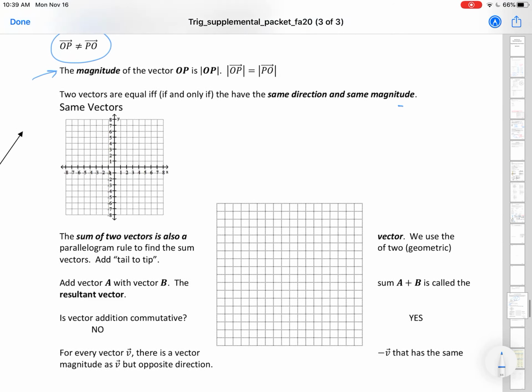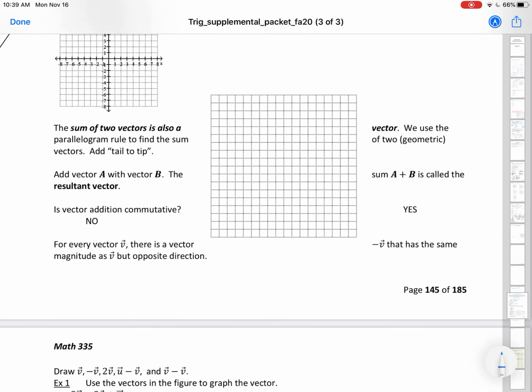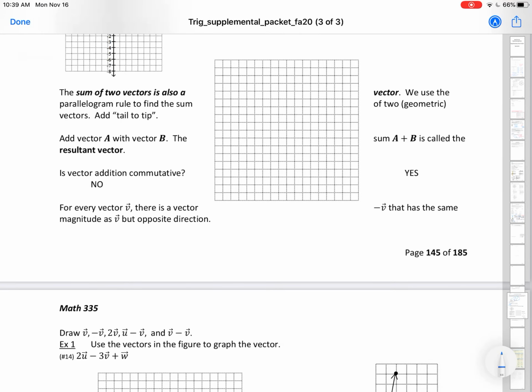And so this gets a little bit weird how this printed out. At first it confused me, so I just want to have you look at this bottom area here. What's happening is this box somehow got in the middle of the wording. So it says the sum of 2 vectors is also a vector. We use the parallelogram rule to find the sum of 2 geometric vectors, adding tail to tip. So they'd like us to add a vector A with the vector B. The sum of A plus B is called the resultant vector. So what we're going to have is 2 vectors working together, and we're going to use what they're calling the parallelogram rule. So let me explain that.